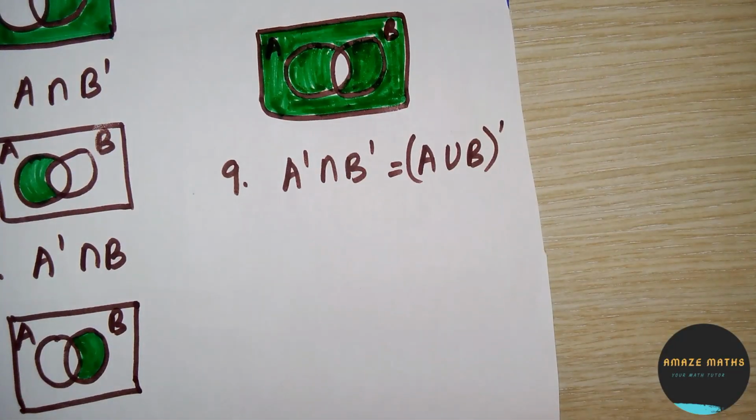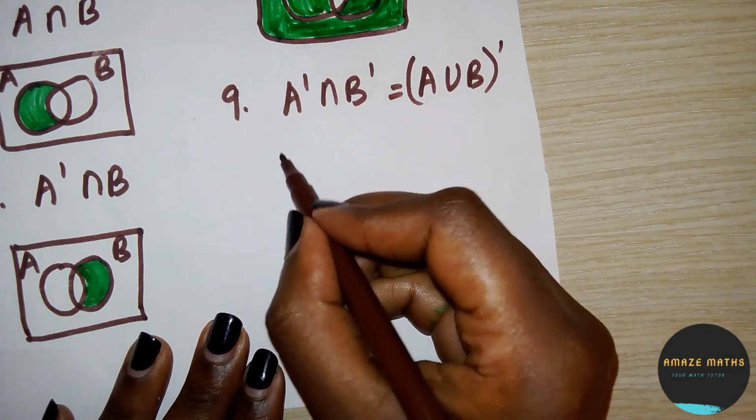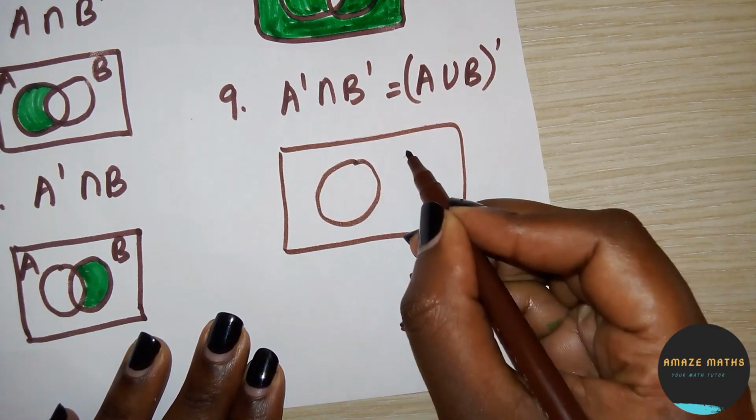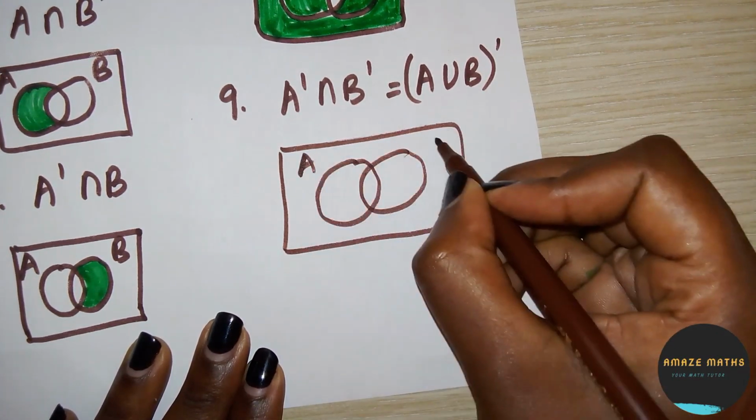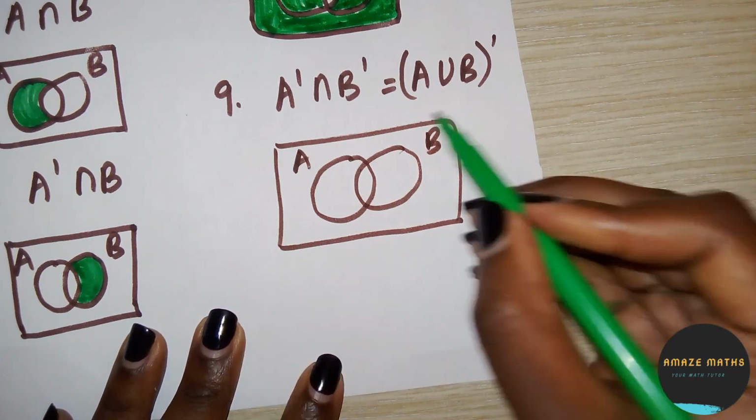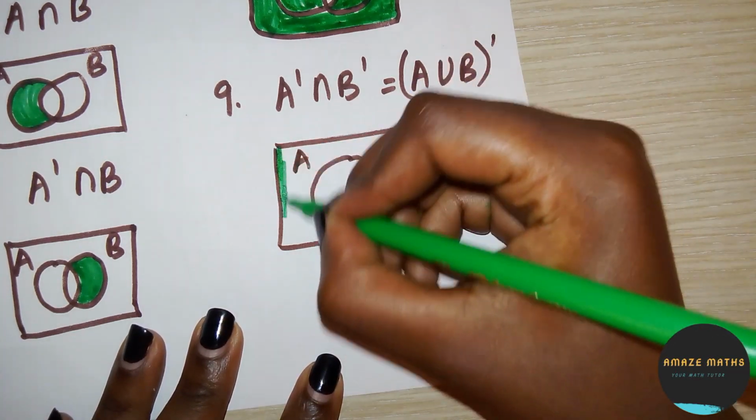And the last one, let me do it. So A union B. A union B is this region, so we want outside that region.